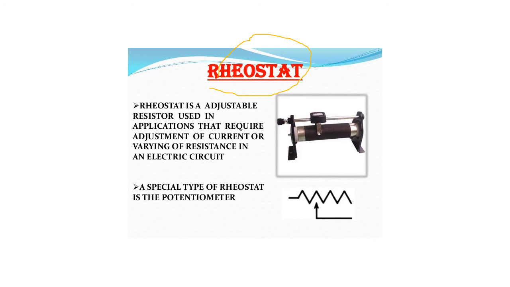Actually, it is a device which is used to change the resistance in a circuit. And when the resistance is changed, that means it is regulating the current without changing the voltage. Can you understand? It is regulating the current without changing the voltage source, and this type is called the variable resistance.